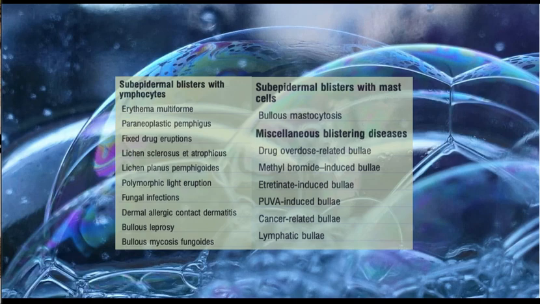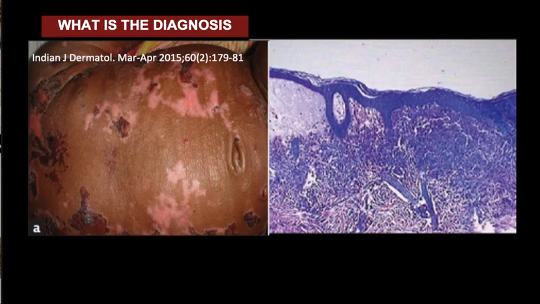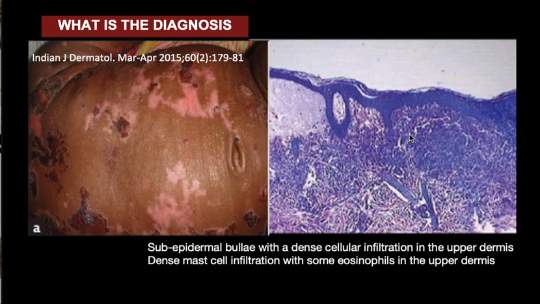So in this condition, we see these lesions, blister formation. On biopsy, you see this blister formation is subepidermal, and we also have a heavy infiltrate of blue cells. So this is bullous mastocytosis. All these cells are mast cells.